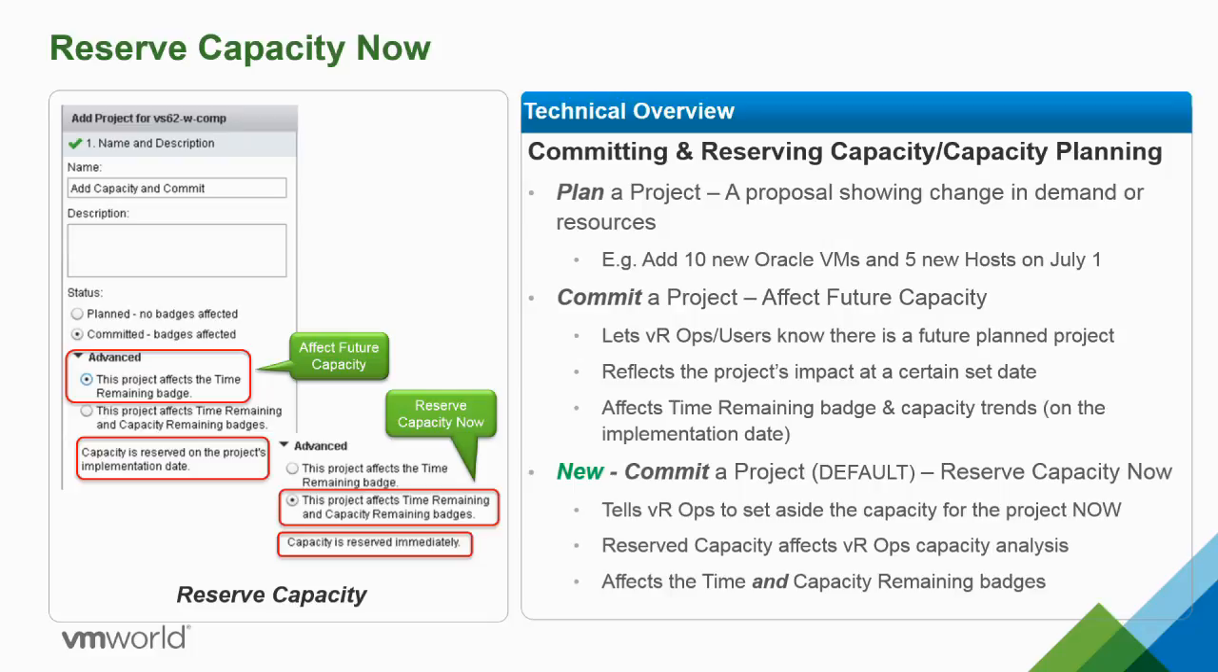So now, when you create a project and you commit that project, by default, what we will do is reserve the capacity now, as you can see down here. So when you go to the capacity remaining badge, it actually reflects that capacity that you have on reserve.